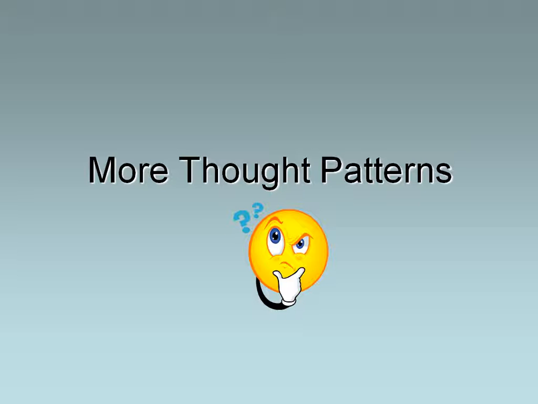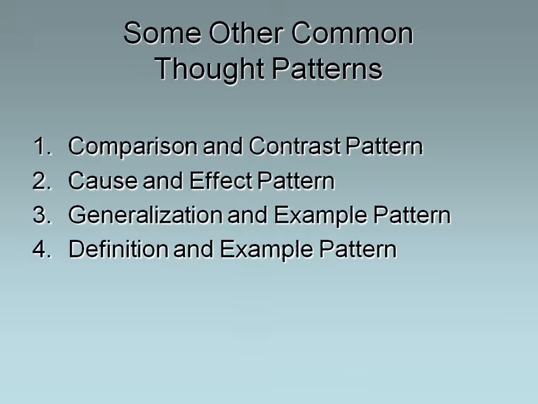You have learned that transitions and thought patterns show the relationships of ideas within sentences as well as between sentences and paragraphs. And you studied 4 common types: time order, space order, listing, and classification. Today we will explore some other common thought patterns: the comparison and contrast pattern, the cause and effect pattern, the generalization and example pattern, and the definition and example pattern.